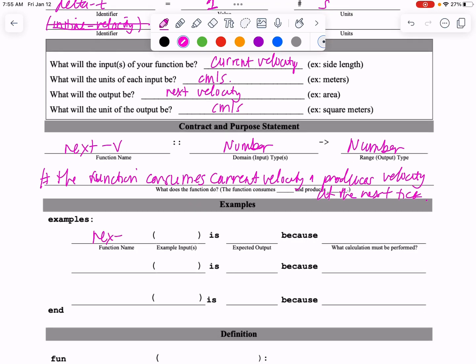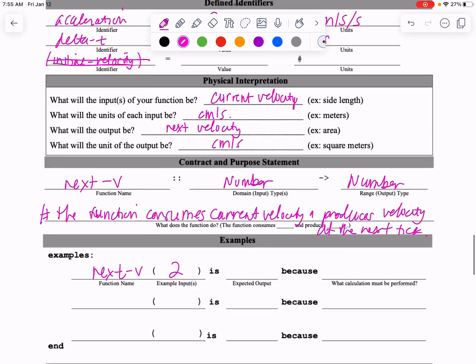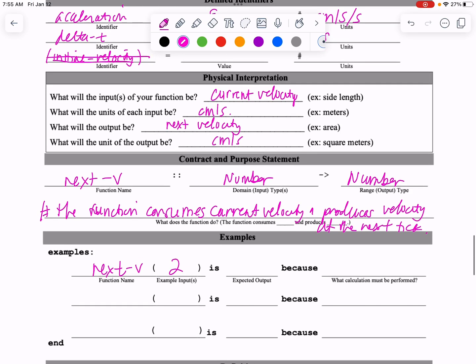For my examples, it doesn't really matter what you use, let's do 2. If these are my values, 8 and 1, and my current velocity is 2, 1 second later my velocity is going to be 10, because 2 plus my acceleration of 8 times my delta t of 1. Maybe I should have picked a more exciting delta t, but that's fine. Next v of, let's say 20: if I'm adding 8 centimeters per second in 1 second, I'm going to have 20 plus 8 times 1, and that gives me 28.